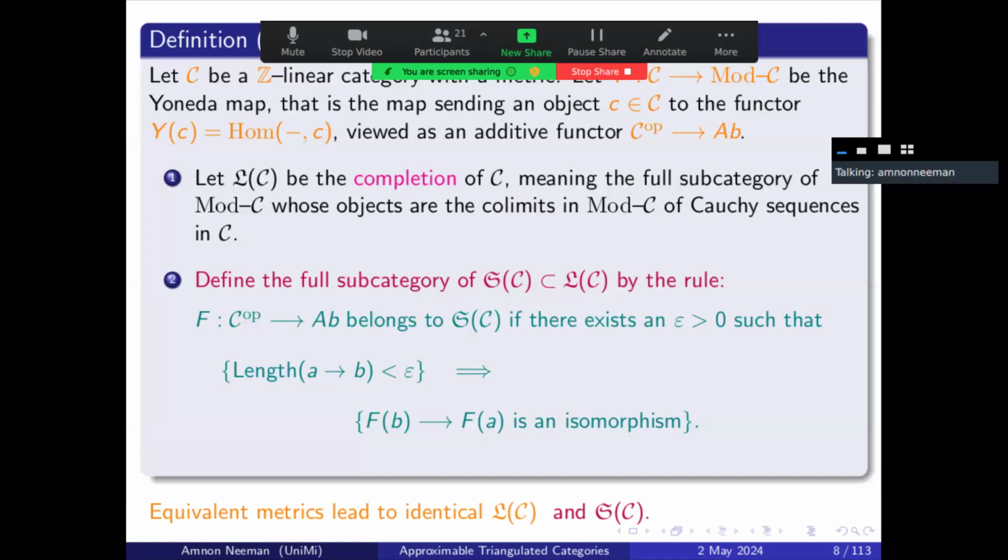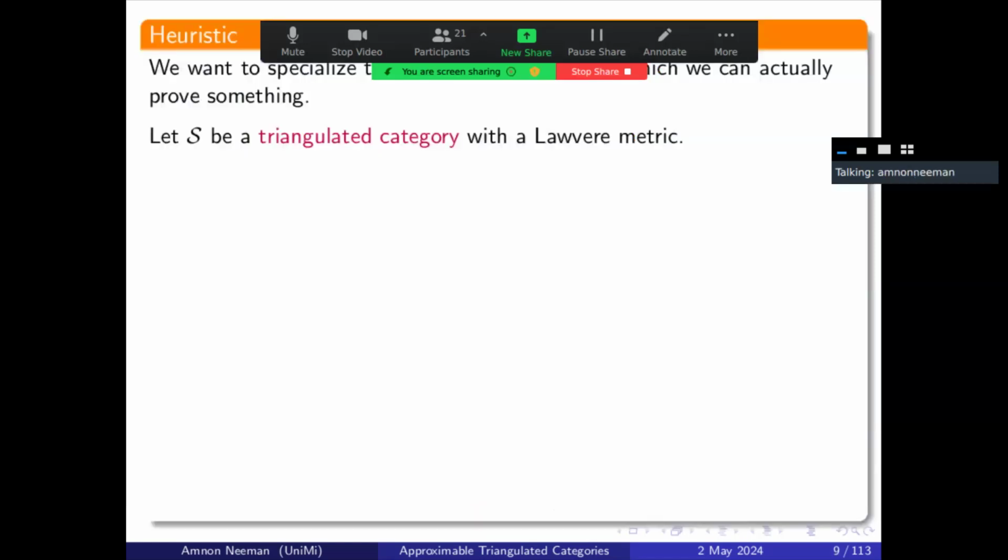So you've been very patient with me, and I ask for your patience for a little longer. I want to specialize. I don't want to look at all metrics on all categories. I want to look at triangulated categories with metrics. The reason is that in triangulated categories, there's a good notion of translating a morphism, and we only want to consider translation invariant metrics.